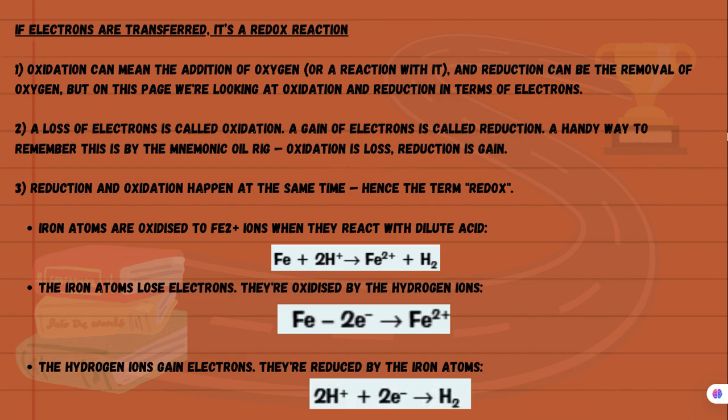Fe + 2H+ → Fe2+ + H2. The iron atoms lose electrons. They're oxidized by the hydrogen ions. Fe − 2e− → Fe2+. The hydrogen ions gain electrons. They're reduced by the iron atoms. 2H+ + 2e− → H2.